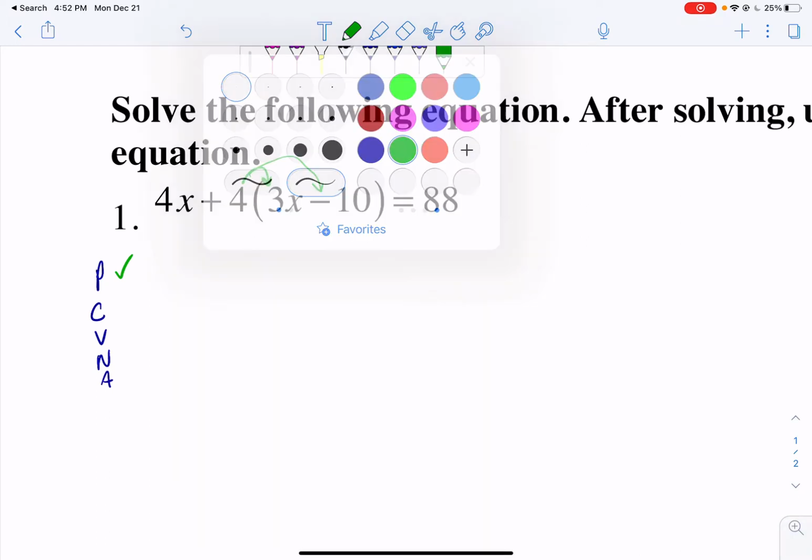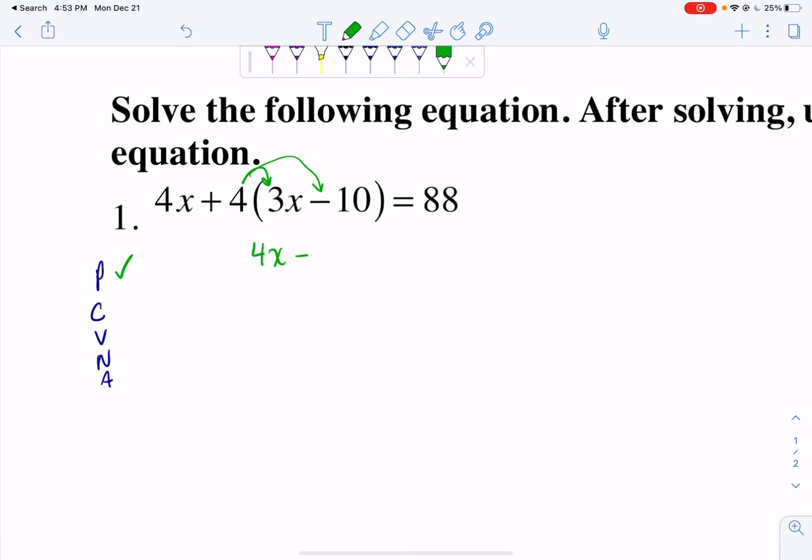So when I solve this equation, I have 4x. 4 times 3x is 12x. 4 times a negative 10 is a minus 40. And that's equal to 88. I now no longer have parentheses, so it's a good thing that I already crossed out my P.